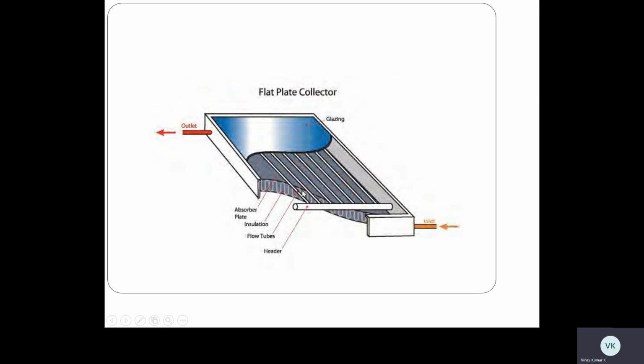These are the different kinds of insulation provided as an opposing medium between the glazing and the tubes. That's why insulation is provided, to withstand the heat exchange.